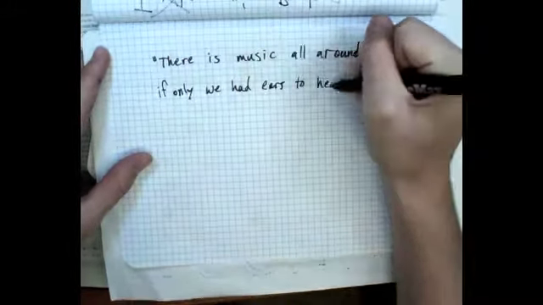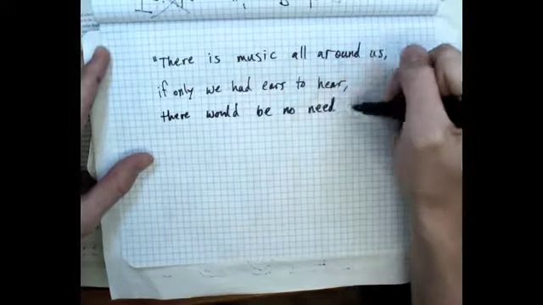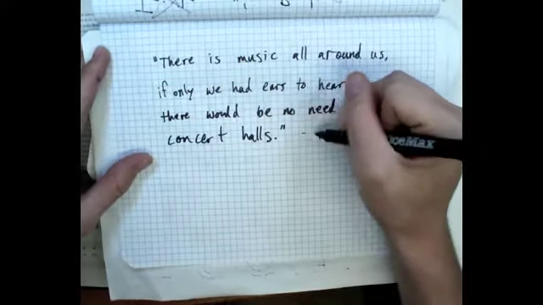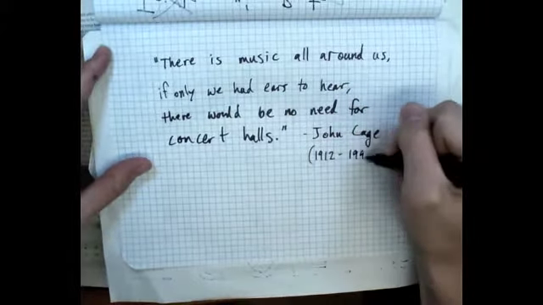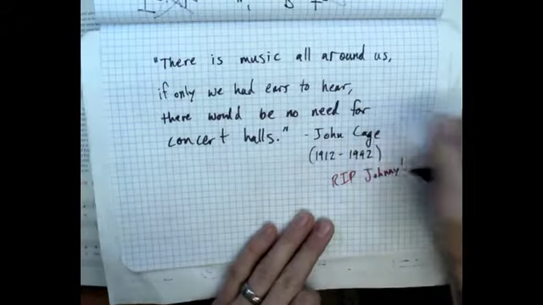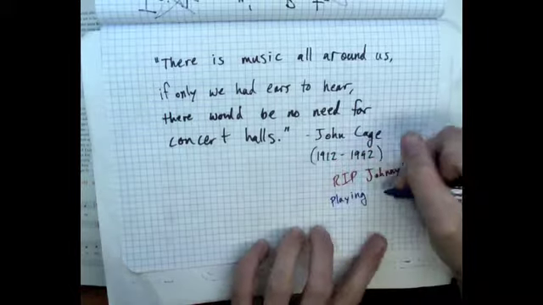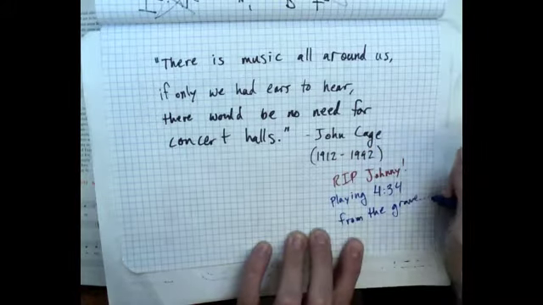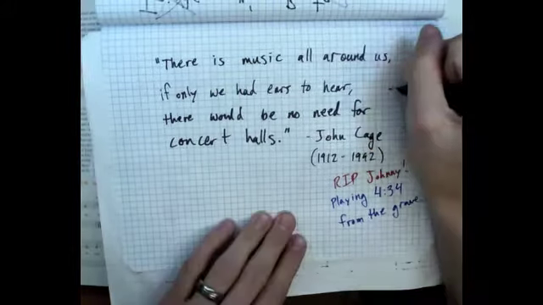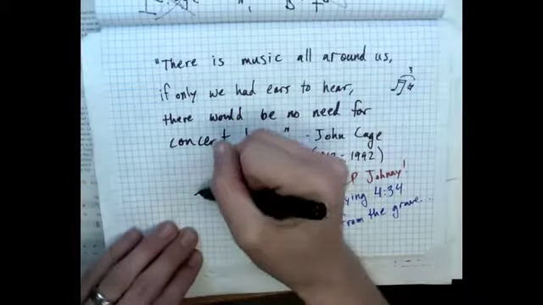We're going to begin our first video with a quote by avant-garde composer John Cage, who is also a brilliant thinker about music. I'd like to expand to music theory. There is music theory all around us, if only we had the ears to hear. And that's what we're here to do. We're here to understand music a little better.